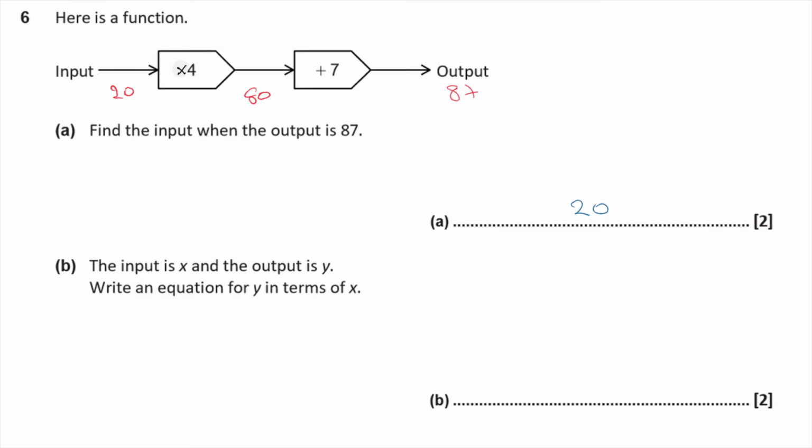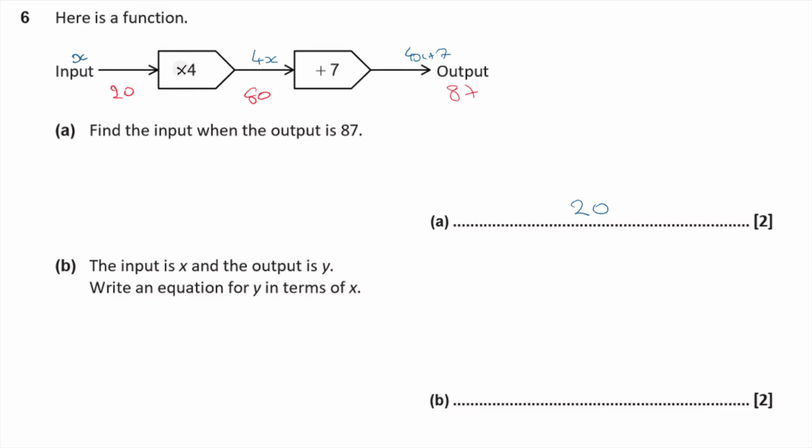Now it says the input is x and the output is y. Write an equation for y in terms of x. Okay. Well, if I input x into my function, the first thing that's going to happen to it is that it's going to be multiplied by 4. And if I multiply x by 4, I'm going to get 4x. Then, if I add 7 to that, I'm going to get 4x plus 7.